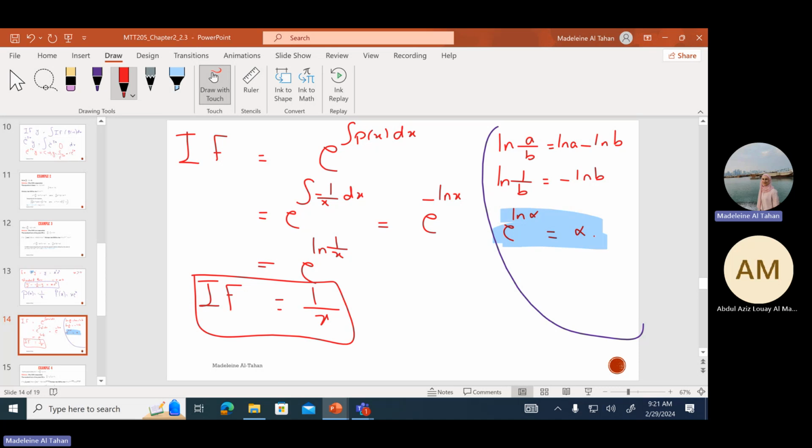So can we do that? We'll do more than 4 examples. The first 2 examples are just to get you used to the integrating factor.